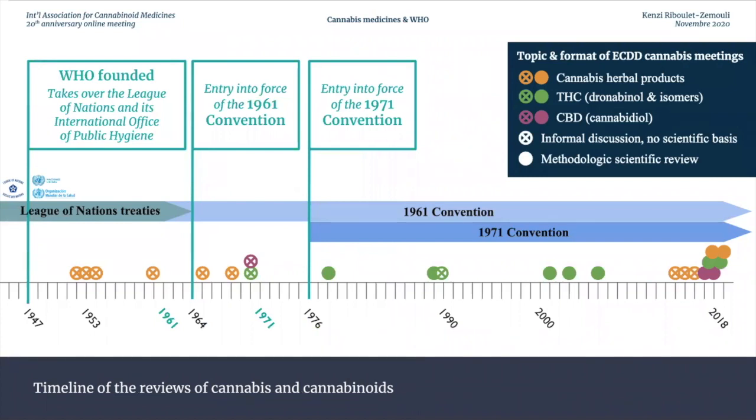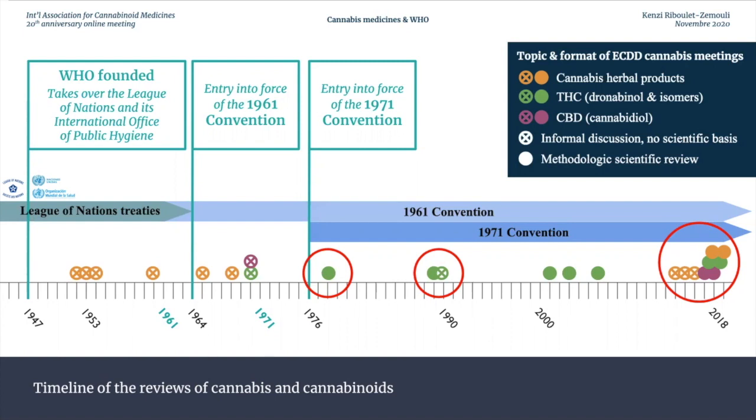This is the timeline of their discussions on cannabis. One year after the foundation of WHO in 1947, the expert committee was created and it quite quickly began reviewing cannabis. But as you can see, if you look closer, they had only informal discussions without any thorough documentation or even methodological approach until 1978, when they reviewed THC for the first time with a real scientific, let's say evidence-based, review. But that was a bit late, since THC had been scheduled in 1971 without any kind of sound scientific analysis.